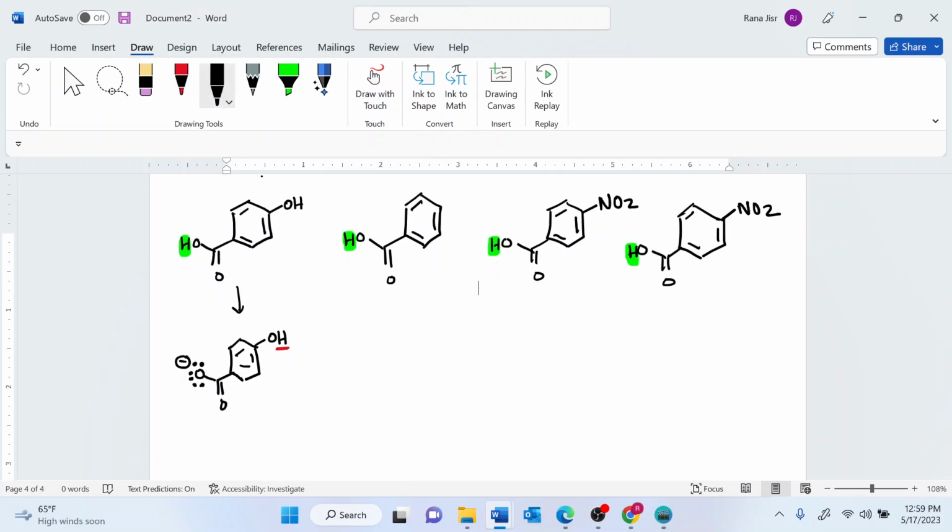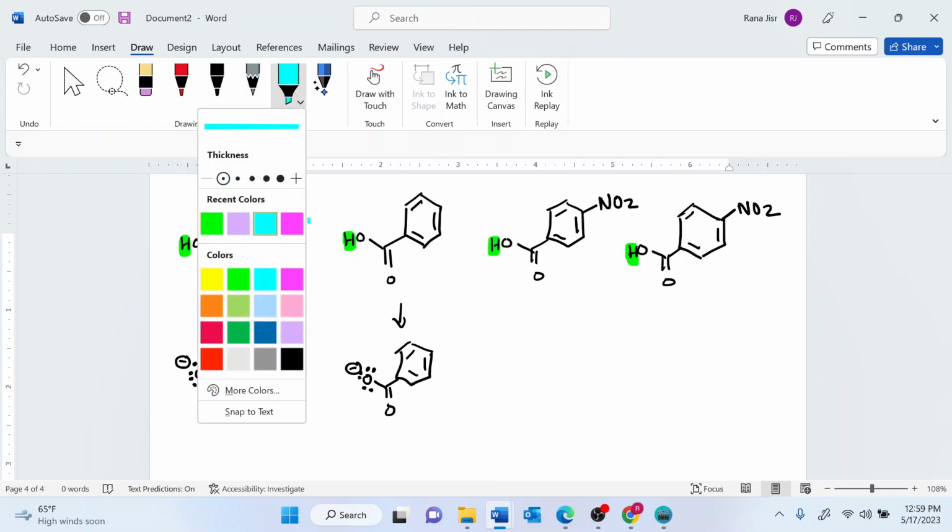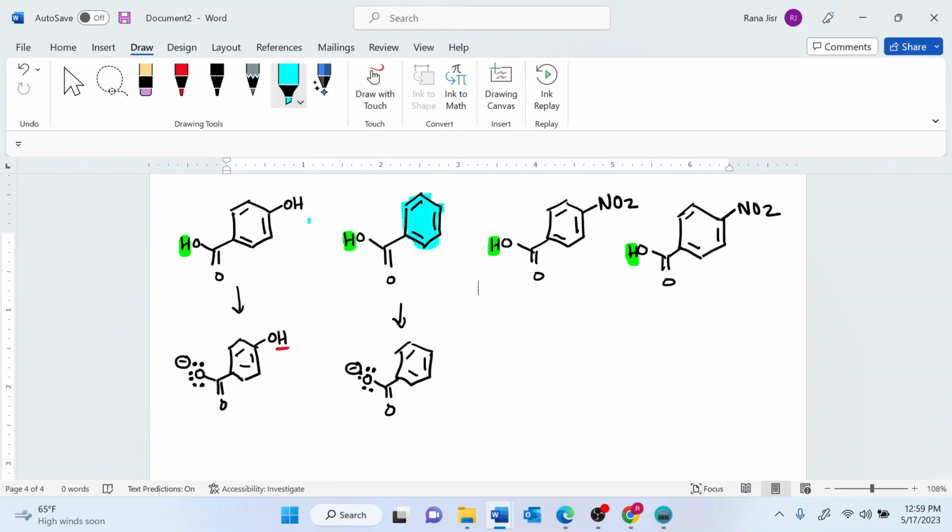conjugate base. For all of these structures, the difference is the group that is connected to the cyclic compound that you see. The cyclic compound is called benzene. So let's highlight the benzene. So benzene is this, and it is actually common in all of these structures. So whatever is on the benzene is the difference from one structure to the other. All of them contain the carboxylic acid group. All of them have a benzene, but the difference is the group that is on the benzene.